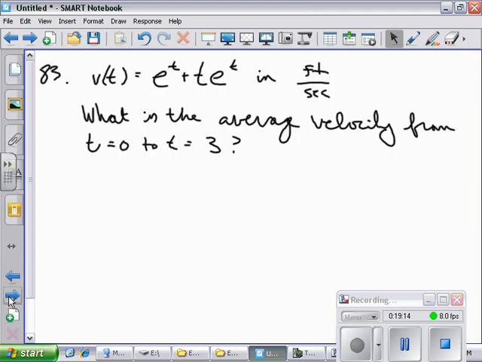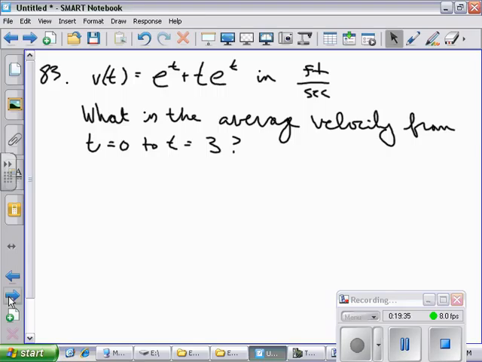83, the velocity in feet per second of a particle moving along the x-axis is given by v of t equals e to the t plus t e to the t. What is the average velocity? I gave you velocity, they're asking for the average velocity from t equals 0 to t equals 3. What do we do if we want the average value?